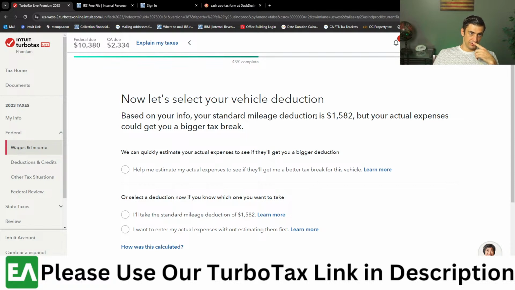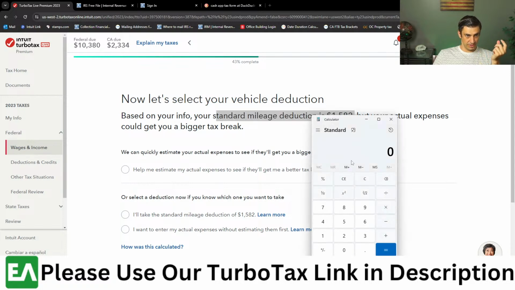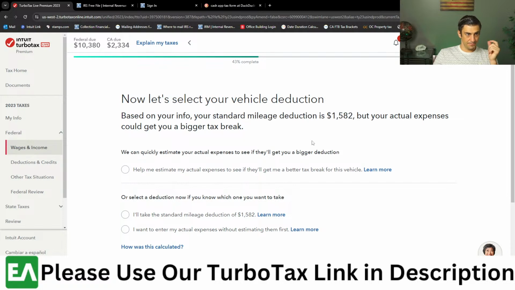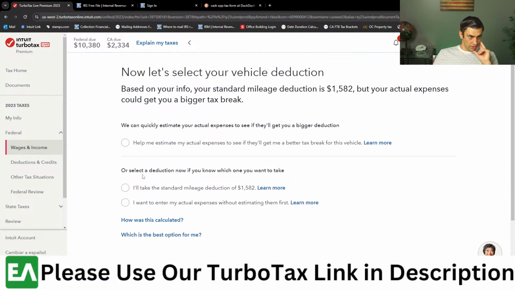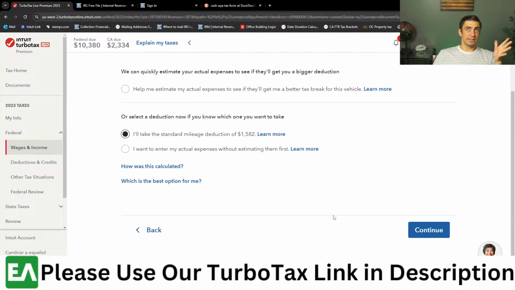Now let's select your vehicle deduction. Standard is that. I think it's like 64 cents a mile. What did I put? Like $2,400. I think that's what I did. 2,400 times 0.64, I think is what it is. Yeah, that's about it, right? Or we can get your what they call actual expenses. Generally speaking, standard deduction is the best way to go, unless you got a gas guzzler or you put a lot of repairs into the car.